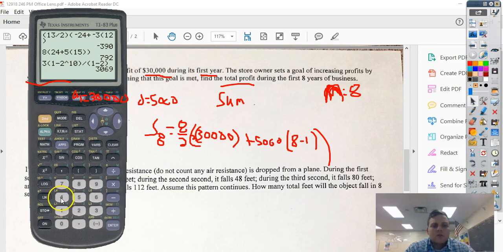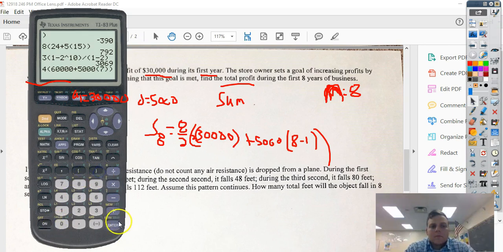8 divided by 2, that's 4. Parenthesis. I know that 2 times 30,000 is 60,000, so I'm just going to type that in. Plus 5,000 times, I know that 8 minus 1 is just 7. Press enter, and I get 380,000.